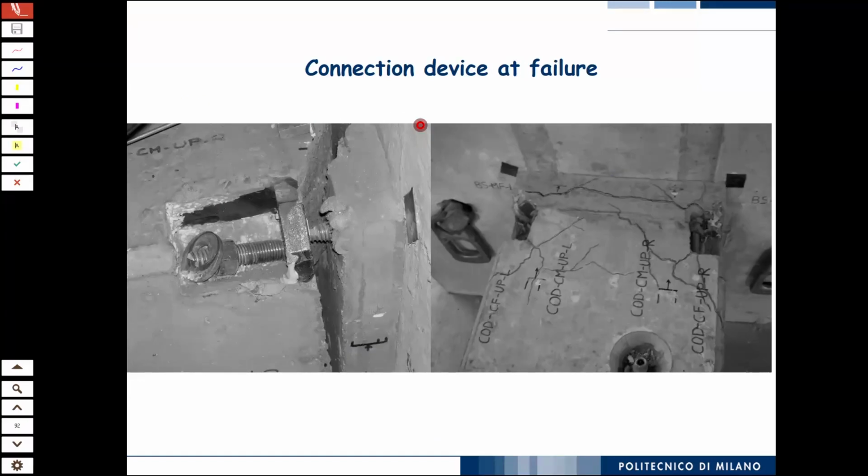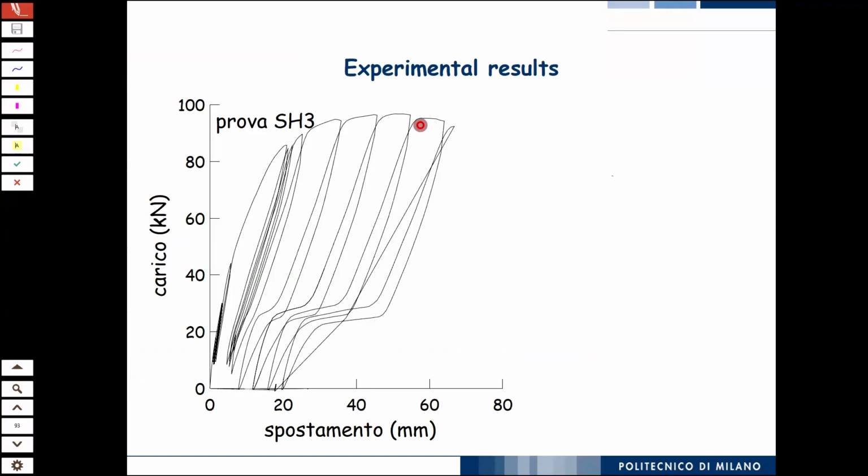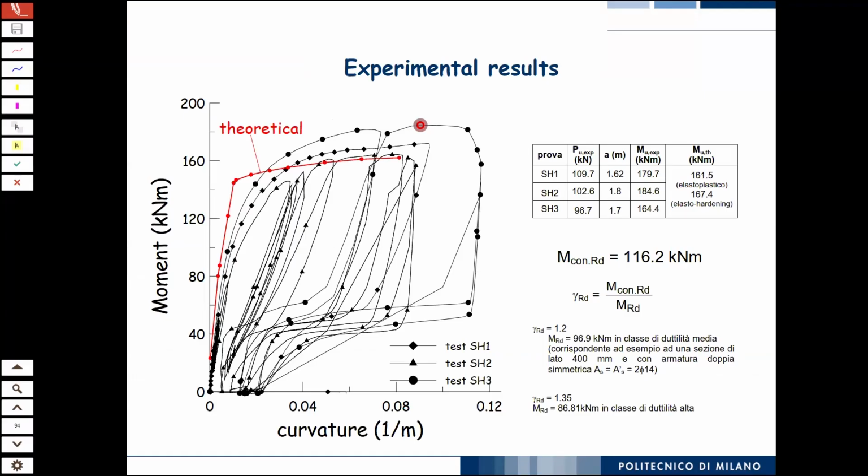The plastic hinge did not form in the column. The plastic hinge in this case was a very narrow region here. And these are some elaborations: we did some cyclic tests for the service load, and then we ended up with the response. And this is the theoretical moment curvature diagram of the column cross section.